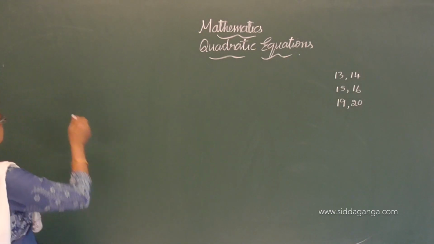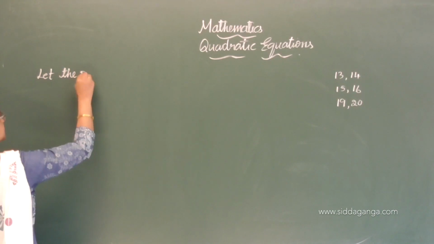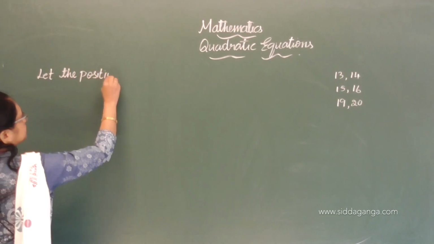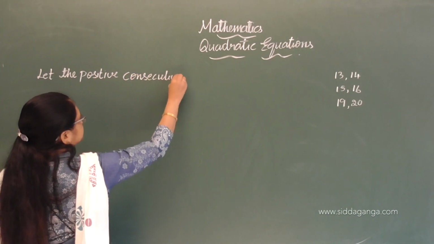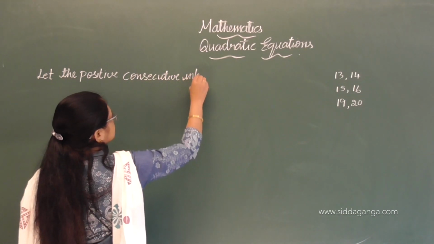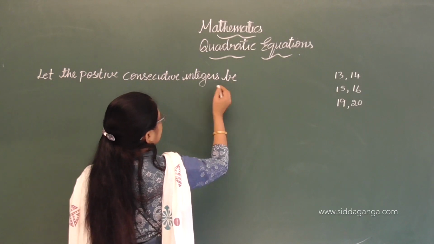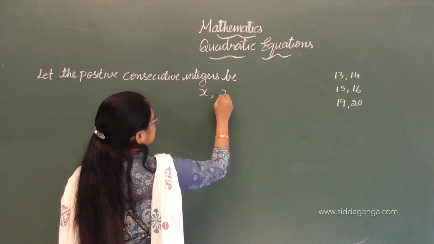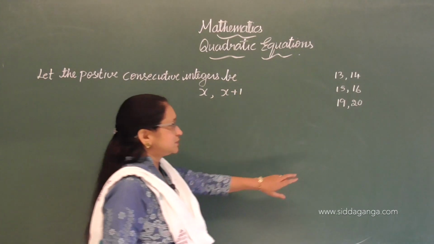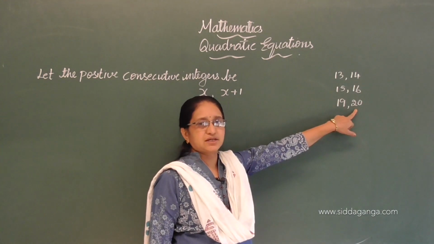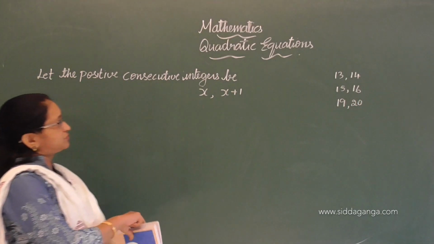So now let us start like this. Let the positive consecutive integers be one is x and the other one is x plus 1. You know why I have taken x plus 1. See here, if this is x, the next one will be x plus 1. So we have to take like this.